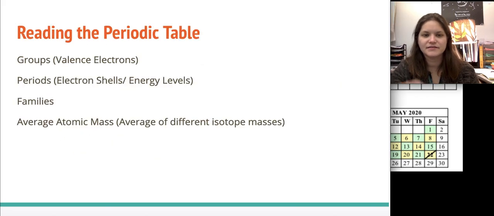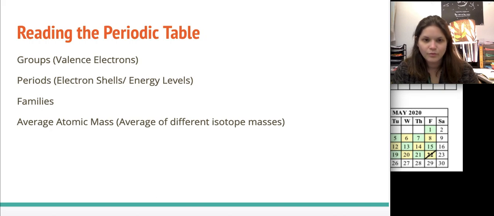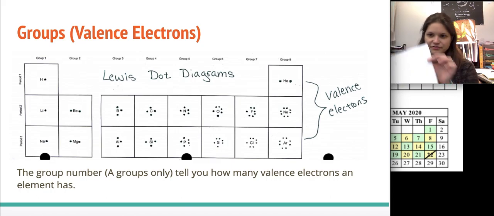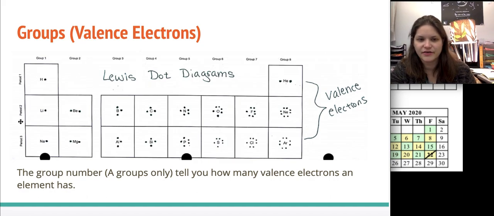Okay, next, let's talk about actually reading the periodic table. So these questions down here. We're going to talk about the groups, the periods, the families, and average atomic mass, and how that is different from just atomic mass. All right, so first, the group number is what tells you the number of valence electrons an element has, so that's your first question. Okay, so remember when we did these Lewis dot diagrams, the dots just represent the number of valence electrons that an element has, and that matches up to its A group number.